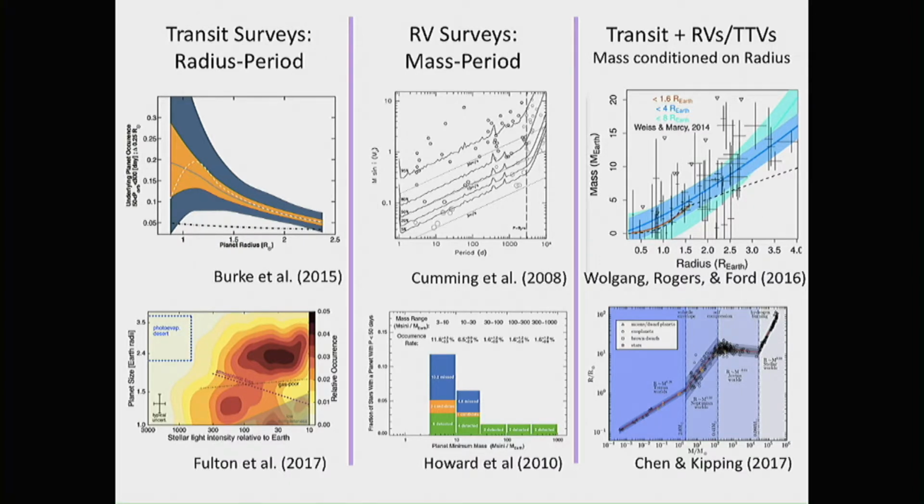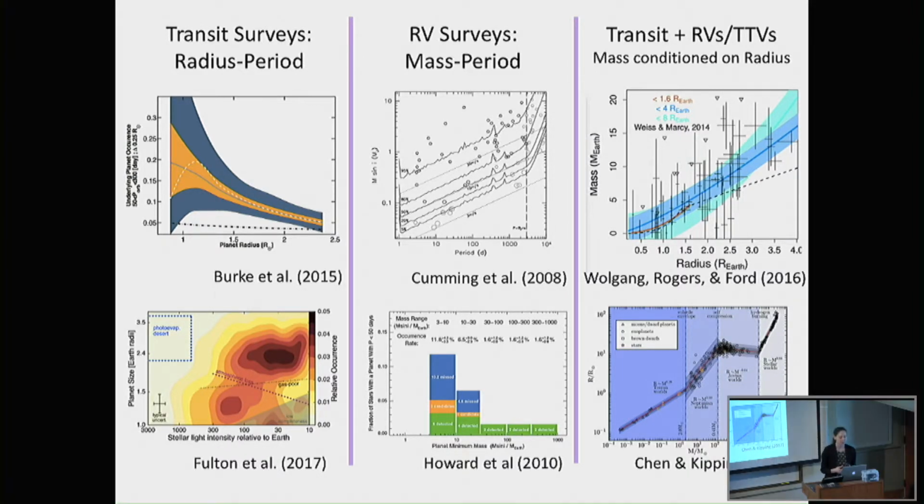But many of these have looked at either the distribution of planet masses conditioned on radii or the distribution of radii conditioned on masses.